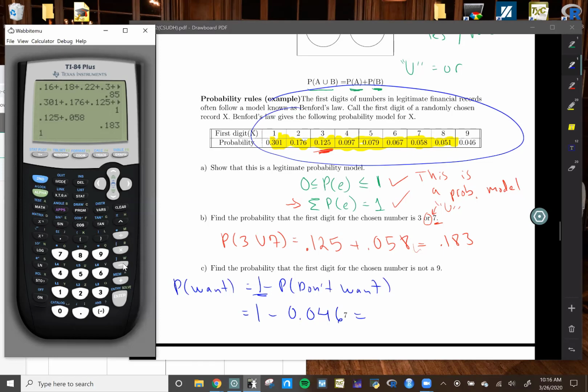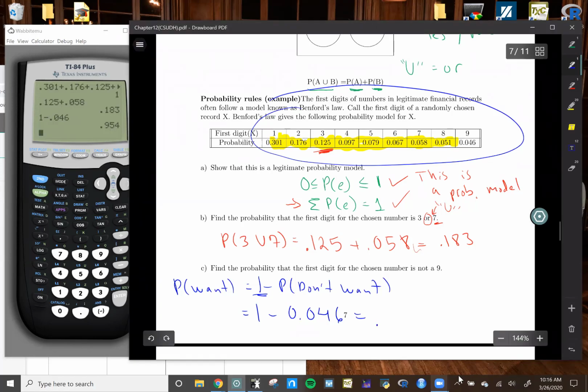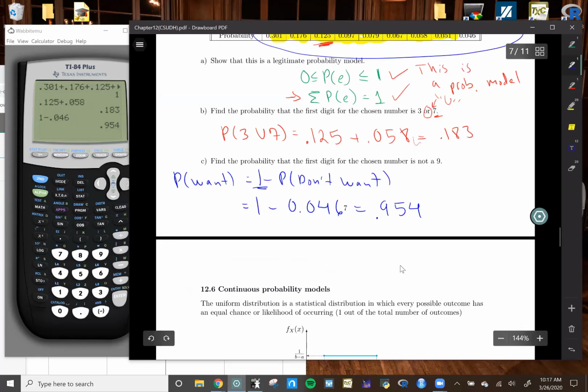So 1 minus 0.046, and you get 0.954. And that's it for C. Any questions for C? No? So let's scroll on down.